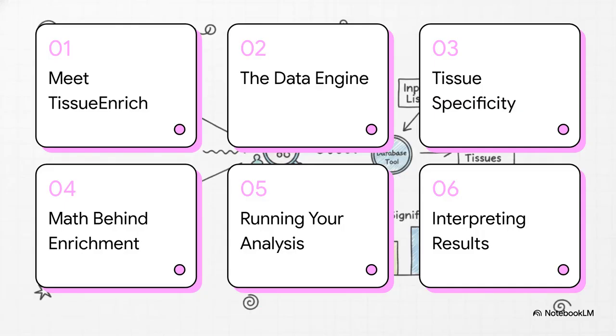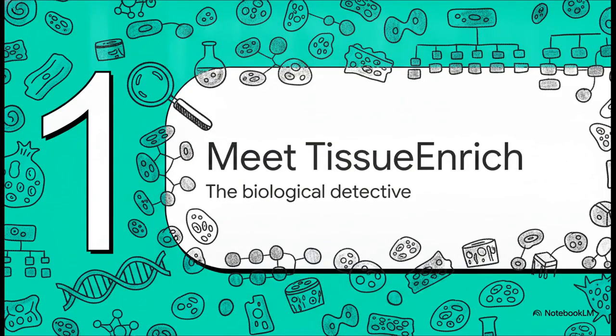Okay, let's dive into this. Here is our roadmap for today. 1. Meet TissueEnrich. 2. The data engine. 3. Defining tissue specificity. 4. The math behind enrichment. 5. Running your analysis. And finally, 6. Interpreting your results. Let's start with Section 1, Meet TissueEnrich.